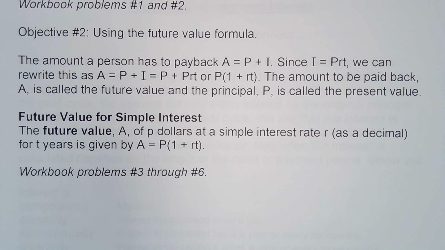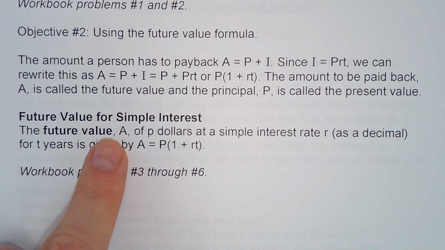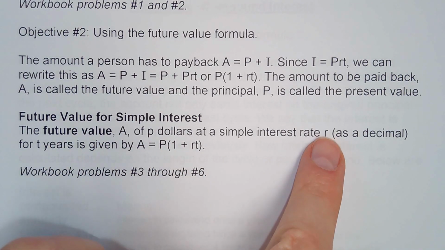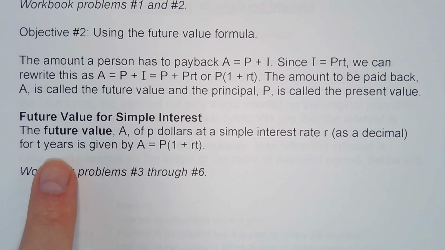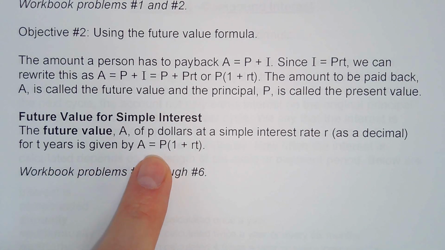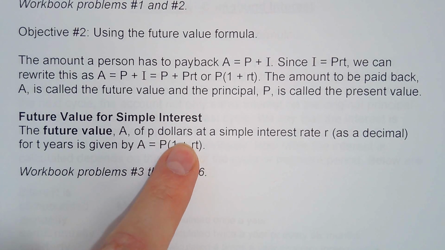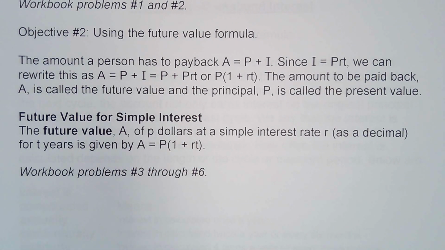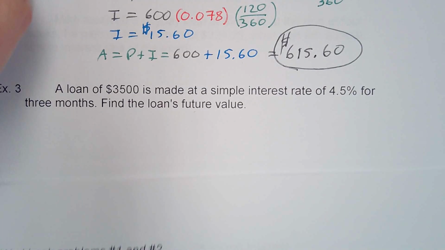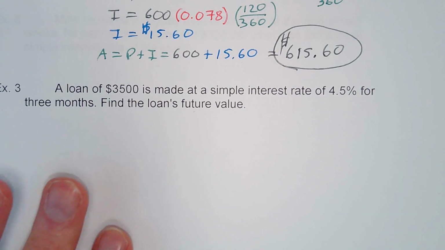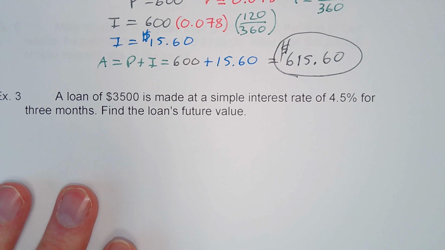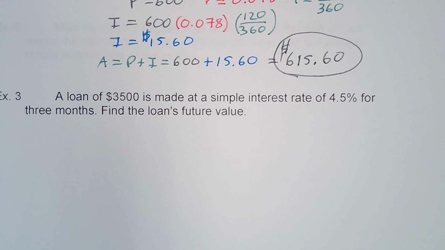So the amount to be paid back, A, is called the future value, and the principal P is called the present value. So the future value of P dollars at a simple interest rate R as a decimal for T years is given by A equals P times 1 plus RT. So like we did previously in problem number 2, we had to first calculate interest and add it on. Now we can do it all in one fell swoop.